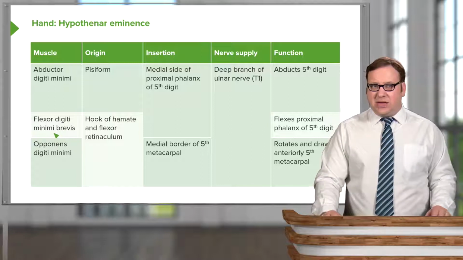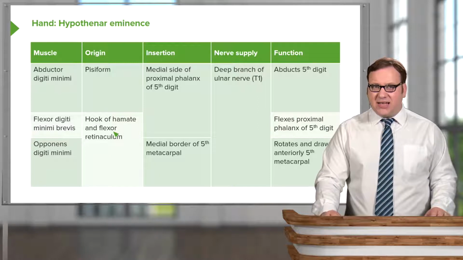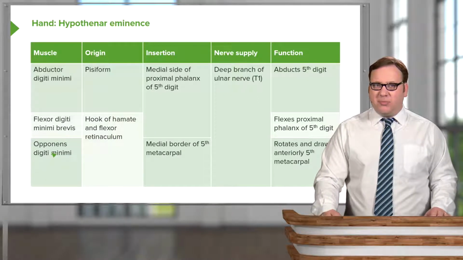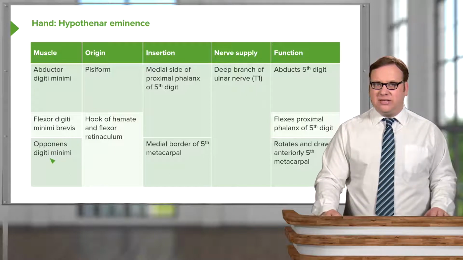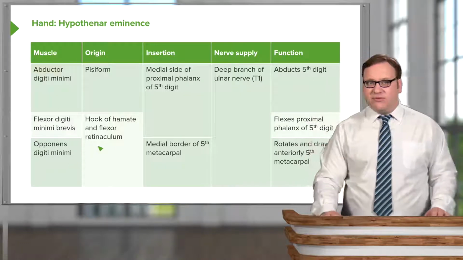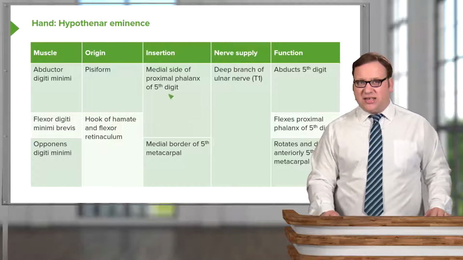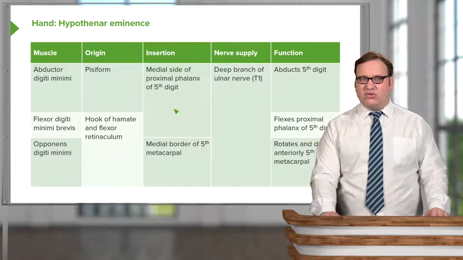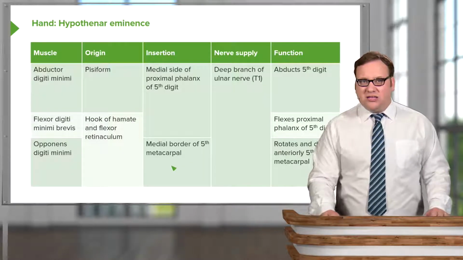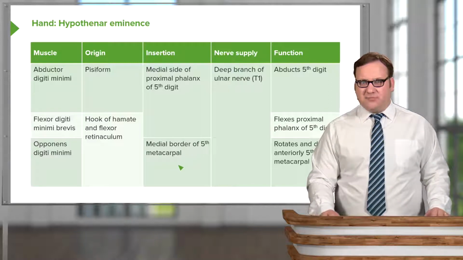As the name of the muscle suggests, the function of abductor digiti minimi is to abduct the fifth digit. Flexor digiti minimi, or brevis if you want to, originates from the hook of the hamate and also the flexor retinaculum. It shares an origin with the opponens digiti minimi muscle. So these two muscles share a common origin. However, they have a different insertion. Flexor digiti minimi brevis inserts again onto the medial side of the proximal phalanx of the fifth digit, whereas opponens digiti minimi inserts onto the medial border of the fifth metacarpal.